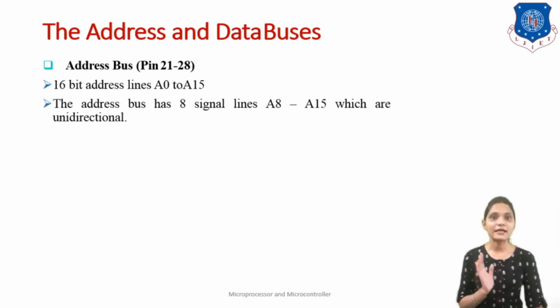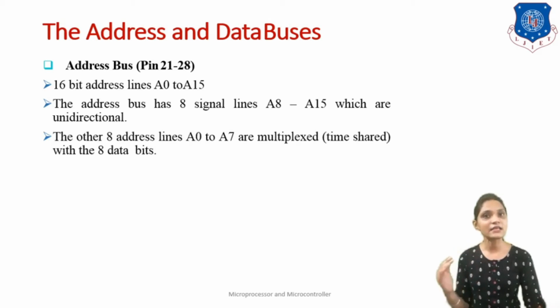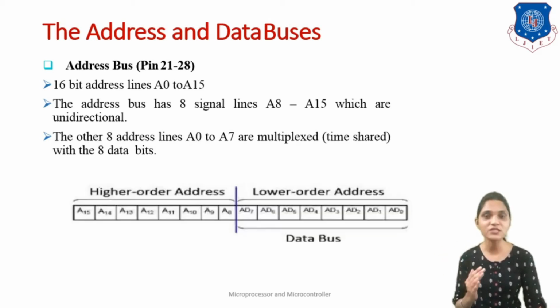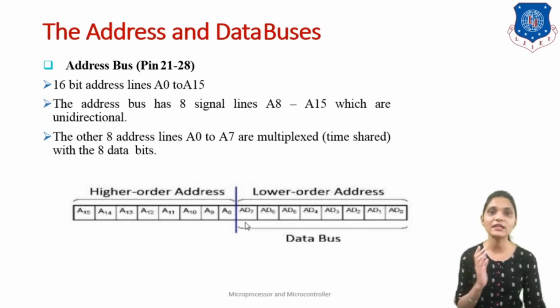This address bus has 8 single lines, A8 to A15, which are unidirectional, and the other 8 lines, A0 to A7, we have multiplexed. So this is the basic structure for the address bus, that is A15 to AD0. Here A15 to A8 are individual, then AD7 to AD0 are multiplexed address and data bus. This is the basic 16-bit address.